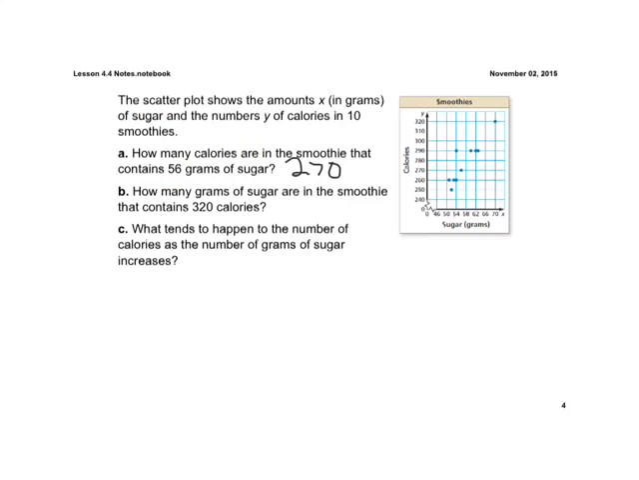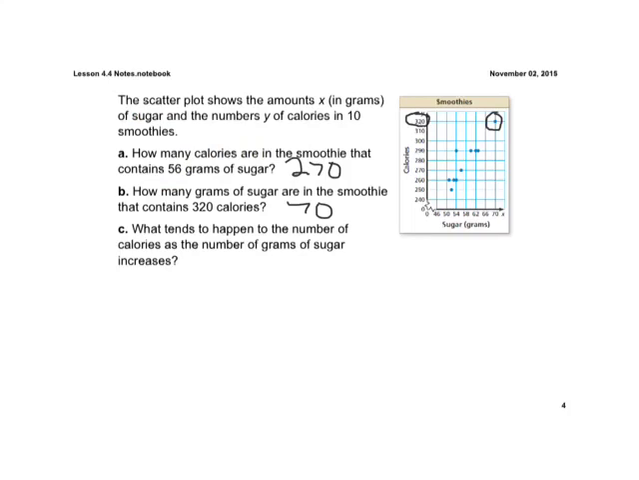Part B says how many grams of sugar are in the smoothie that contains 320 calories. So now we're given a y value of 320. We go up here on the y-axis, trace it over, we see this little dot here. Trace it down to x, and we see that there are 70 grams of sugar in a smoothie with 320 calories.